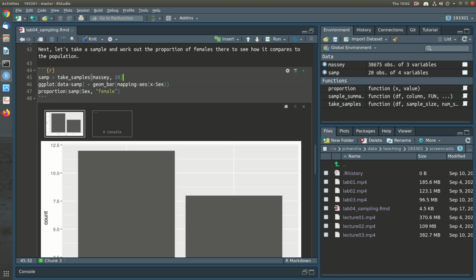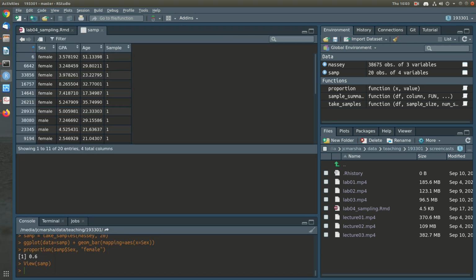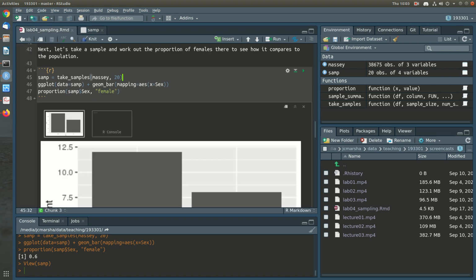Okay, so you see sample here has 20 observations. We could click on it and have a look. There they are. We've got another column here just saying this is the first sample we've taken. That's all that means. So we've just picked 20 people, so you can see that we've picked item 6, item 6,642, and so on, at random through the data.